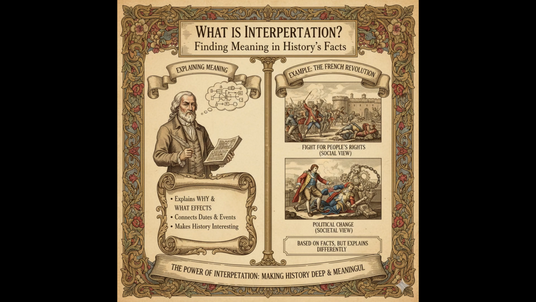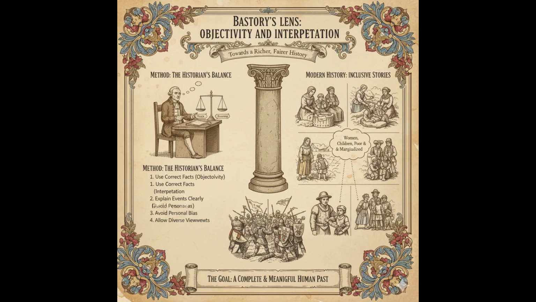Interpretation helps us understand history more deeply. Interpretation also helps understand the feelings and experiences of people in the past. Study the cause and result of events. Make history meaningful, interesting, and useful. Balancing objectivity and interpretation: history writing should have both objectivity and interpretation. Historians try to keep a balance.